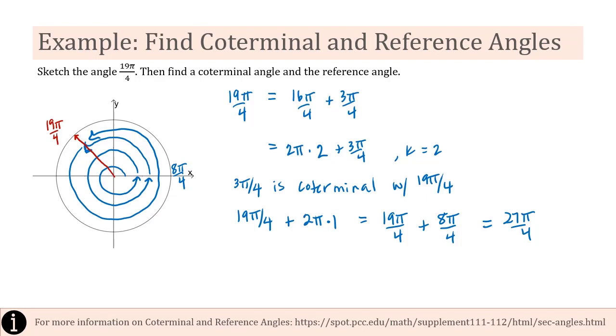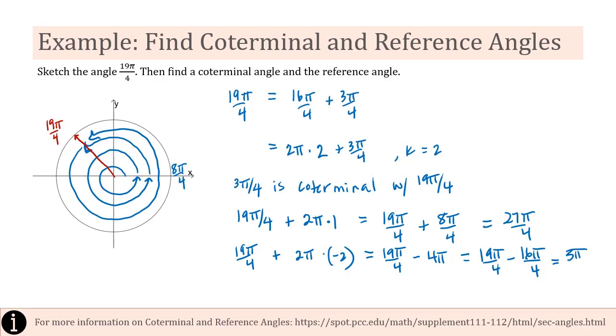Could I have gotten the 3 pi over 4? Yes. If I had taken 19 pi over 4 and added to that 2 pi times an integer value of negative 2, then I would have had 19 pi over 4 minus 4 pi, which is 19 pi over 4 minus 16 pi over 4, and there's the 3 pi over 4. So that would be another coterminal angle.